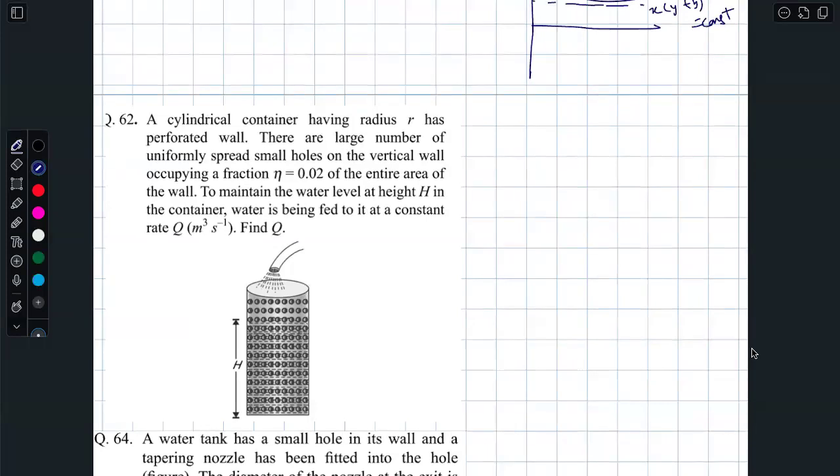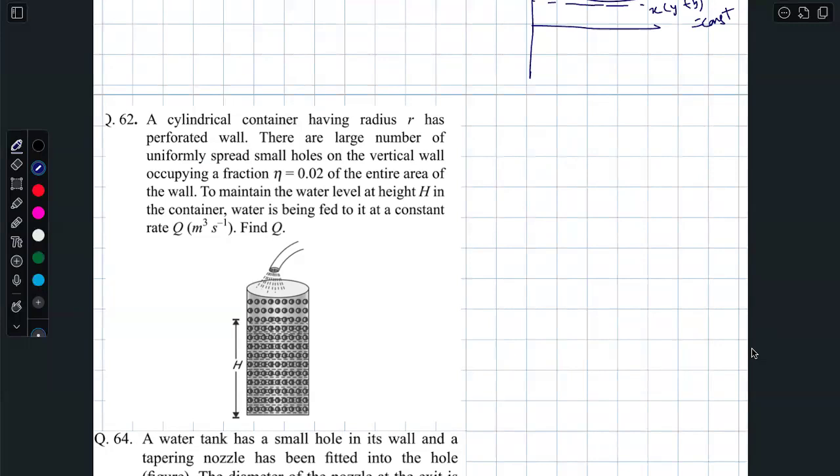Find Q. Now this is the drum principle. What does the drum principle mean? The rate at which water is entering is the same as the exiting rate. Only then does the height remain constant. Water is entering the drum, and water is leaving the drum. Rate at which water is entering and rate at which water is leaving, if same, then the height remains constant.